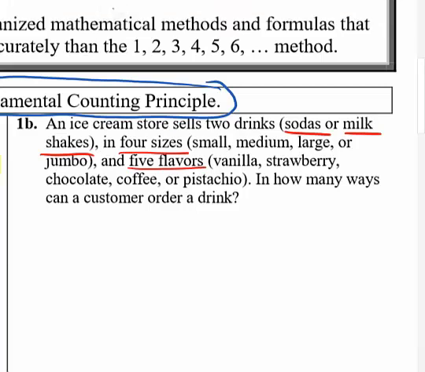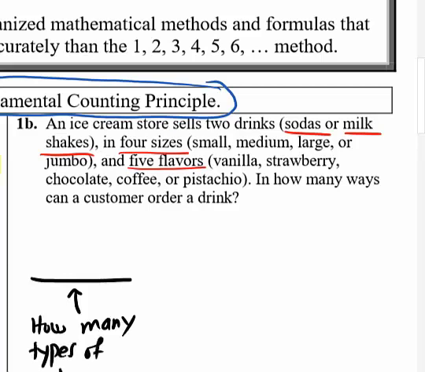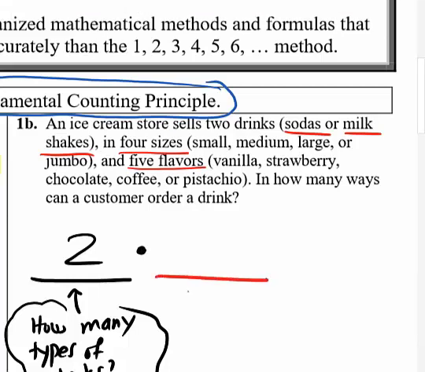So, kind of like we did in the previous one, I have to have a space for the first choice. How many choices were there for the first choice? Type of drink, I guess. How many types of drinks? Because they said there were sodas or milkshakes. So I'm going to put a 2 there because I know there were 2 choices for that. And then I think about the next choice. It was size. So that would go here. How many sizes are there? They say 4 sizes: small, medium, large, jumbo.